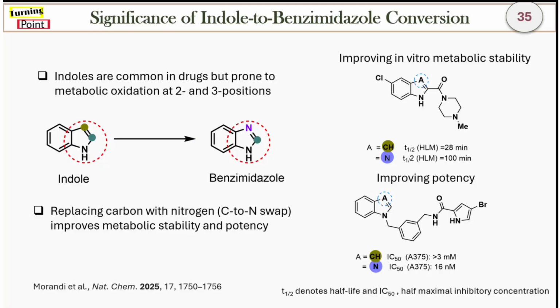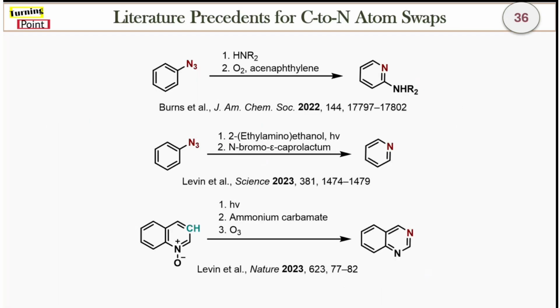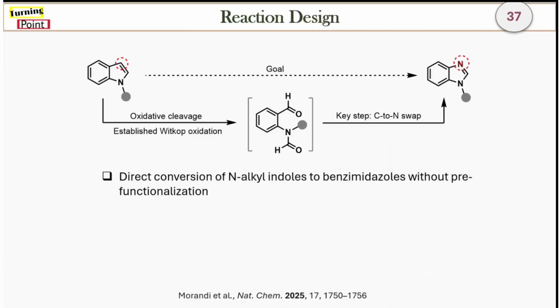For this synthesis, they did a literature survey for the carbon to nitrogen atom swapped product. They found these 3 methods in their survey, but in all the methods, substrate pre-activation is required. So from here they got the motivation to develop a method in which we can directly convert alkyl indoles to benzimidazole without any pre-functionalization.